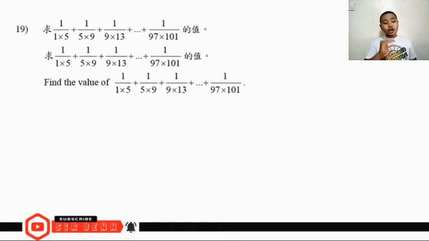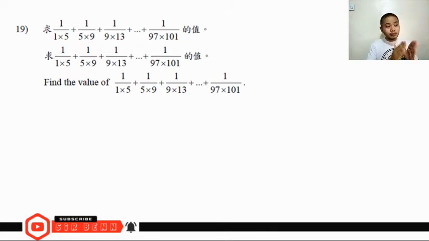Now, focus on our denominator. The denominators here are 1·5, 5·9, 9·13, up to 97·101. You will notice that they have a common difference, right? 5 minus 1, that is 4. 9 minus 5, that is 4. 13 minus 9, that is 4. 101 minus 97, that is 4. So we will use that one to solve this problem.